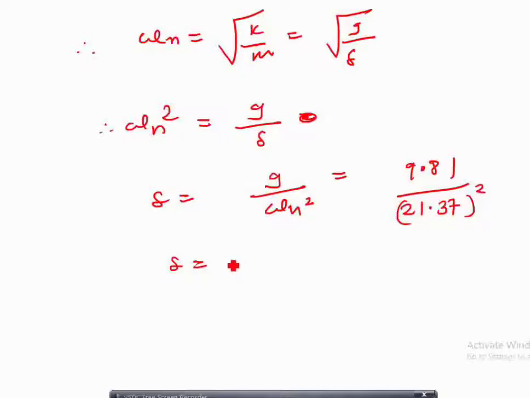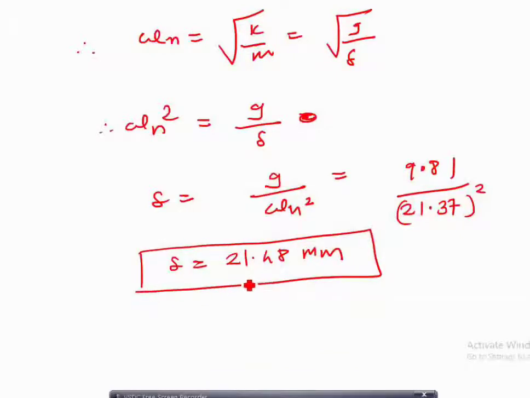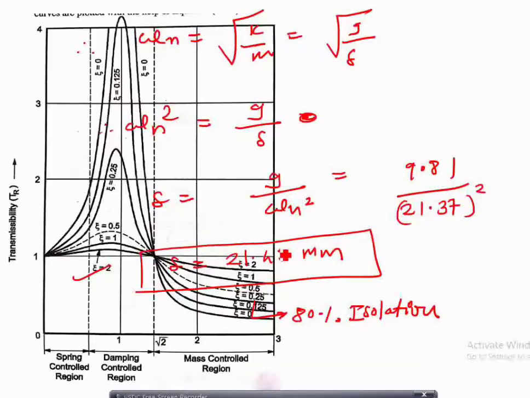So let us convert it into mm because the answer is very small. So 21.48 mm. So what is your final answer? You can write the required static deflection of each spring is 21.48 mm so that you will achieve 80% isolation. So to achieve 80% isolation for an air conditioner, what is the required static deflection of an isolator? 21.48 mm. I hope it is clear to all of you how to solve such type of problem. Okay. Now let's move to the next problem.